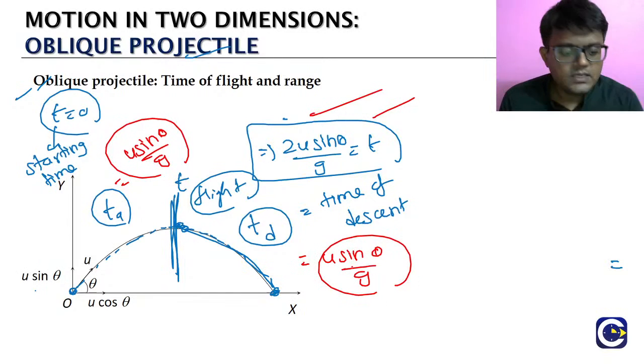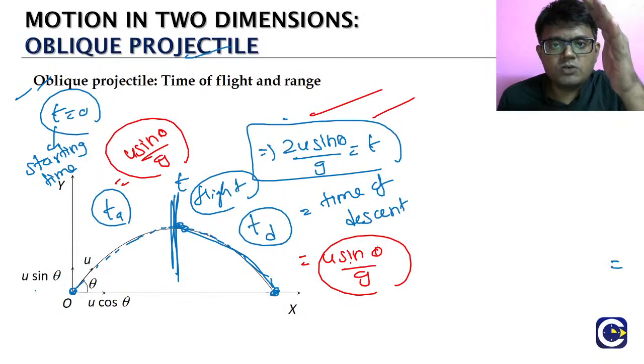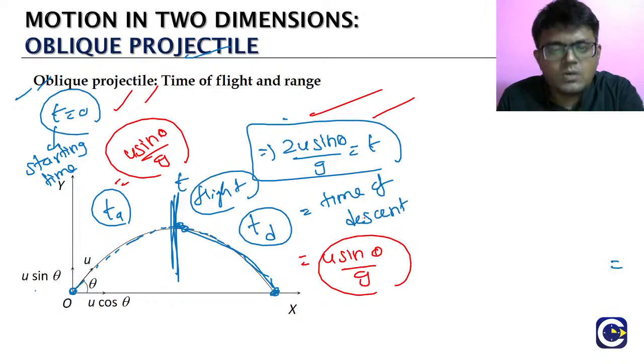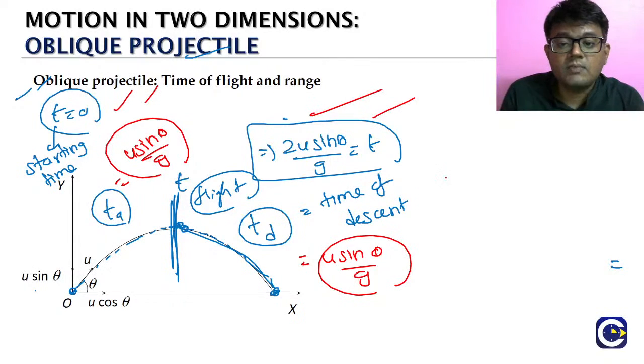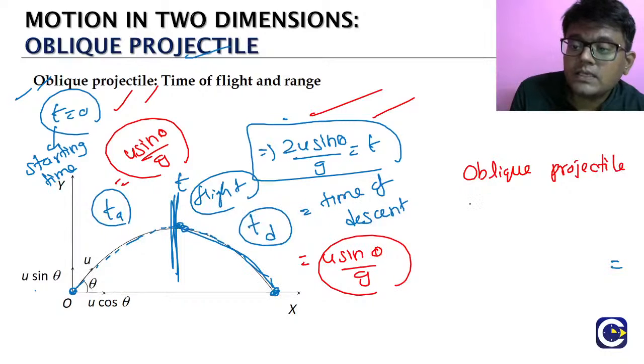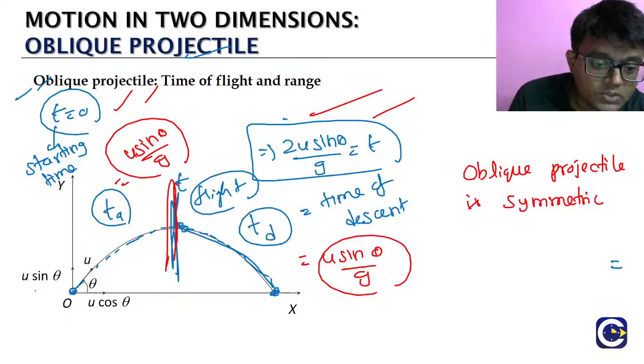Which means from the bottom to reach the exact maximum height position, it is taking some time. How much? U sin theta by g. It is taking the same amount of time to come down again. So we will say the motion of an oblique projectile is symmetric. Symmetric with respect to what? With respect to this maximum height line.